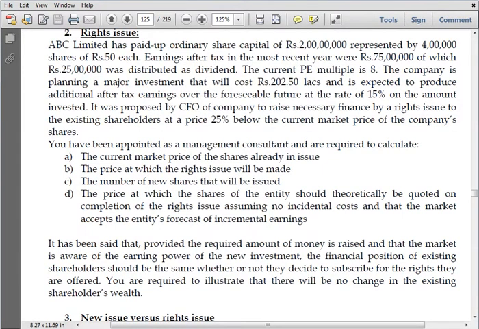It has been said that provided the required amount of money is raised and the market is aware of the earning power of the new investment, the financial position of existing shareholders should be the same whether or not they decide to subscribe for the rights. You are required to illustrate that there will be no change in the existing shareholders' wealth. Go through the question.